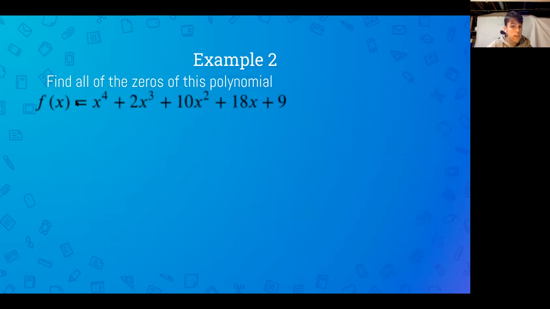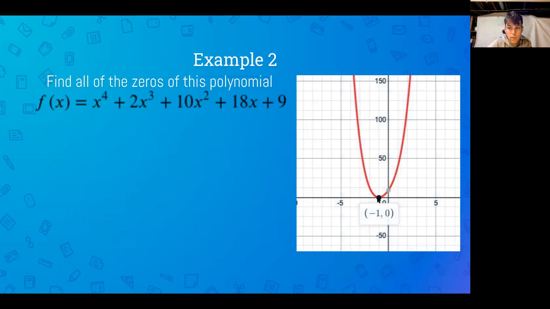So let's go ahead and take a look at this one. Same idea, find all of the zeros. This one, unlike the previous one, I don't see a good way to factor it, so I'm just going to glance at the graph, see what the graph looks like. Awesome. I see a 0 at -1. I also noticed that this 0 has some odd behavior. The graph isn't just passing straight through it.